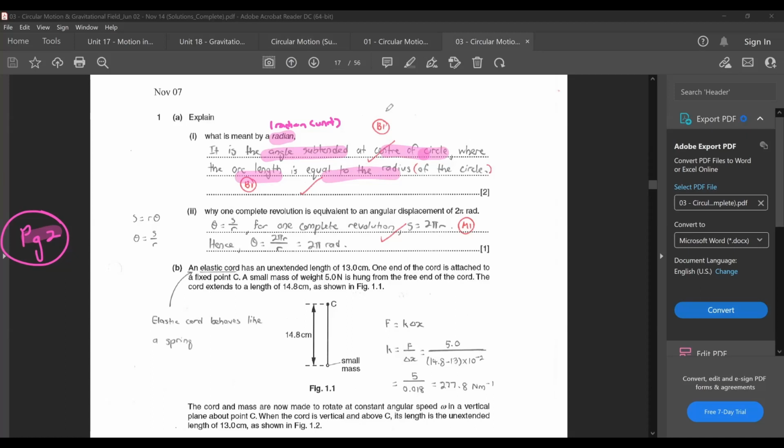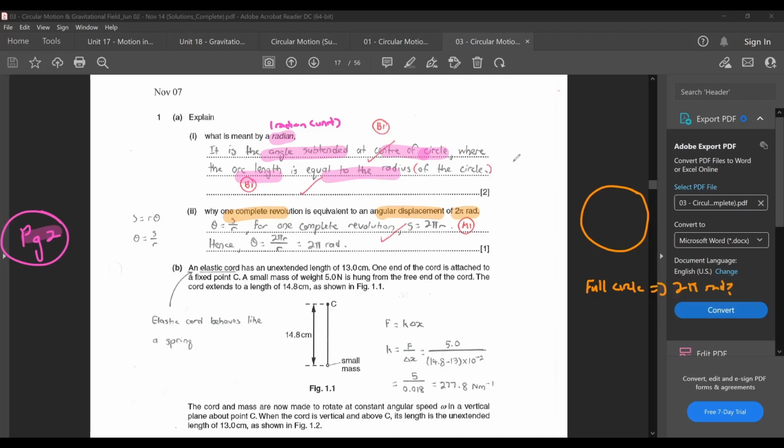And then the next one, this one is a bit different. They ask you, why is it that 1 complete revolution is equivalent to an angular displacement of 2 pi radians? Why is it that when you go through 1 full circle like this, one full circle, is equivalent to 2 pi radian?